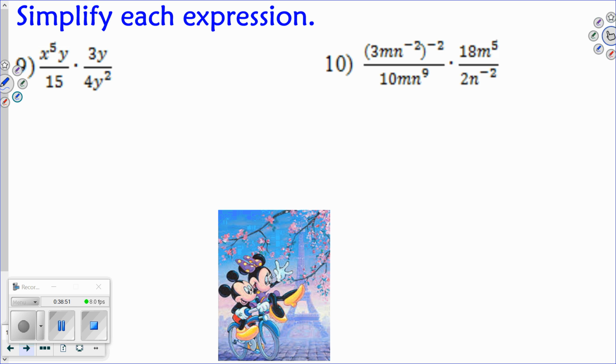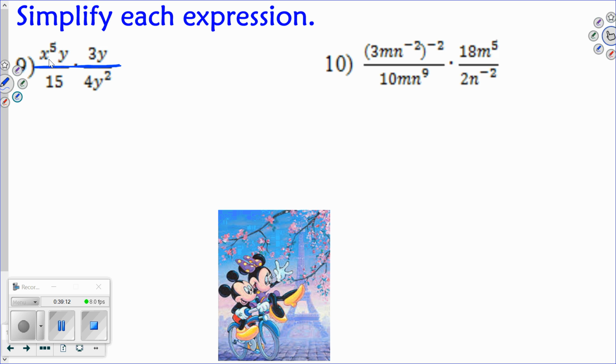So number 9. Right now, that is written as 2 separate fractions. Do I have to keep them 2 separate fractions? No, I don't. Since it's being multiplied, it really doesn't matter. I can think of this as one giant fraction bar. Now I have my stuff on top, and I have my stuff on bottom. I'm just going to worry about that.